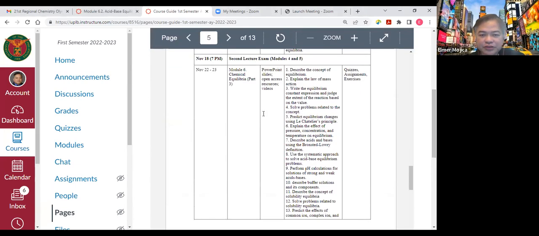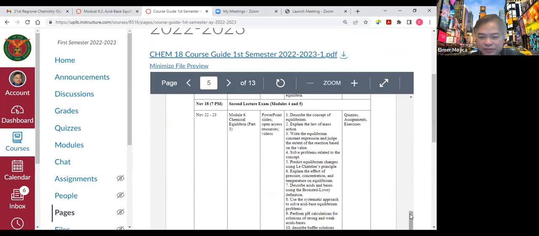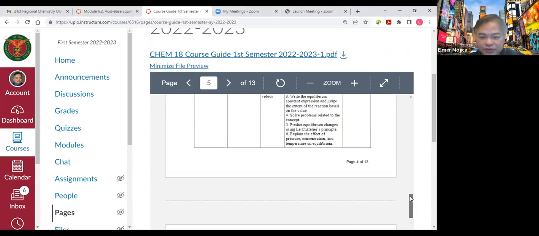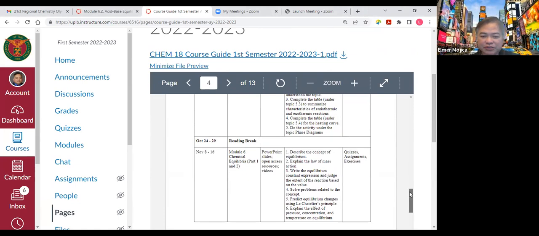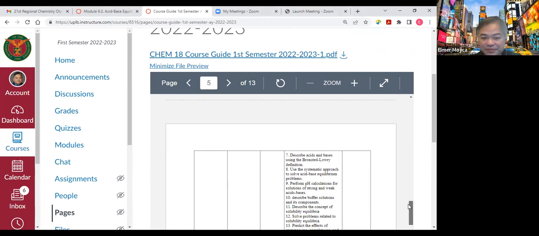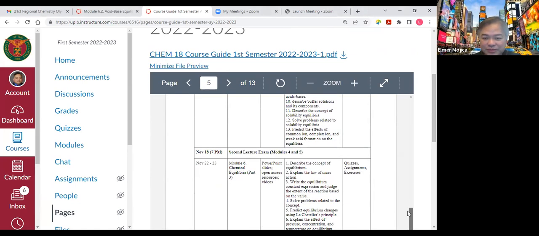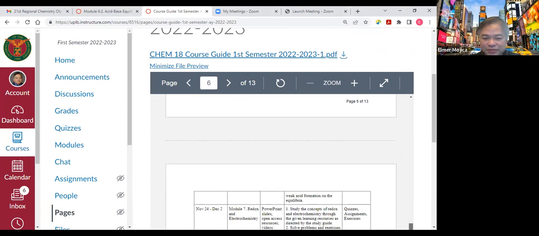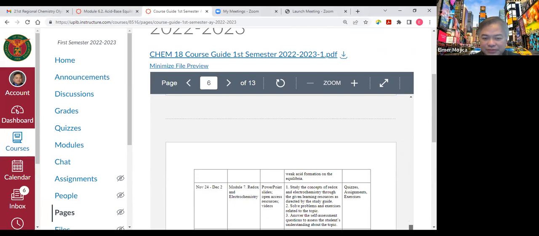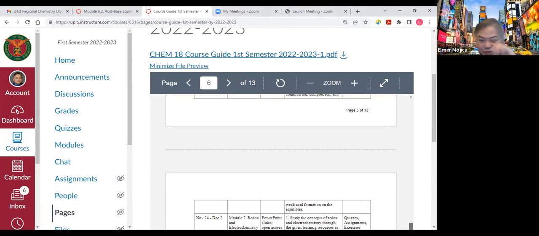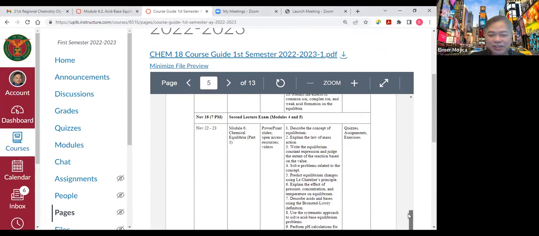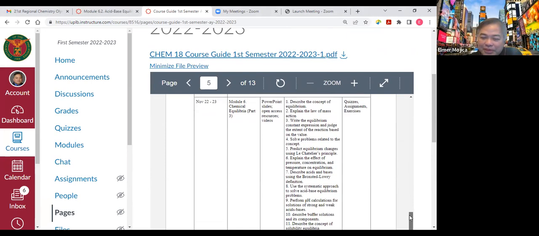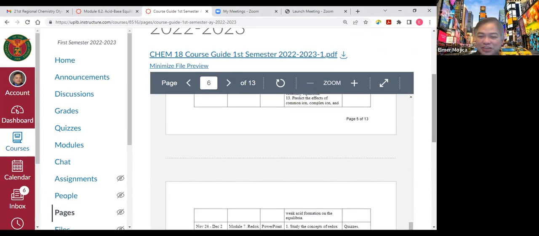So you're going to look at here, 22, 23. Originally, that's the same schedule from 8 to 16. But what we do 22 to 23 here, that is this week, right? So that means we need to finish acid base today. And the next meeting, we need to finish solubility.